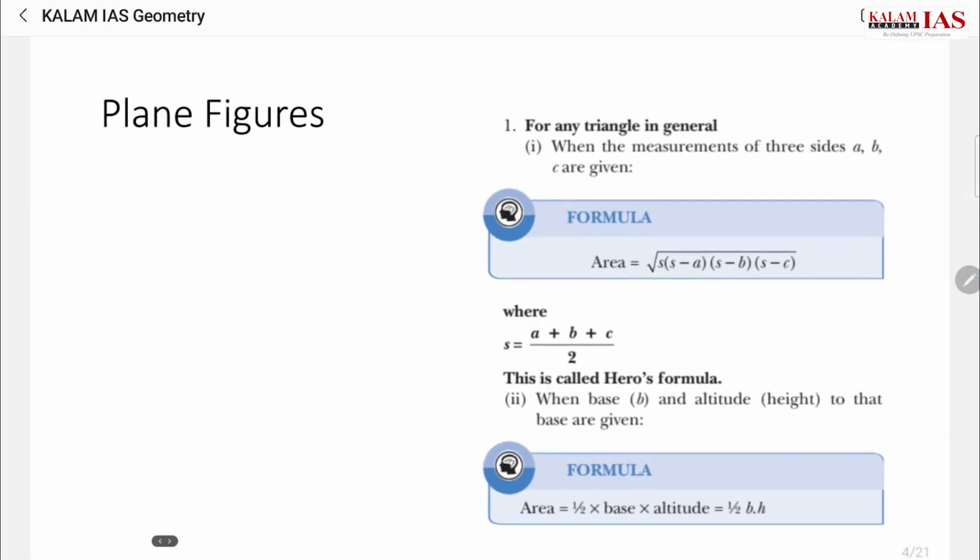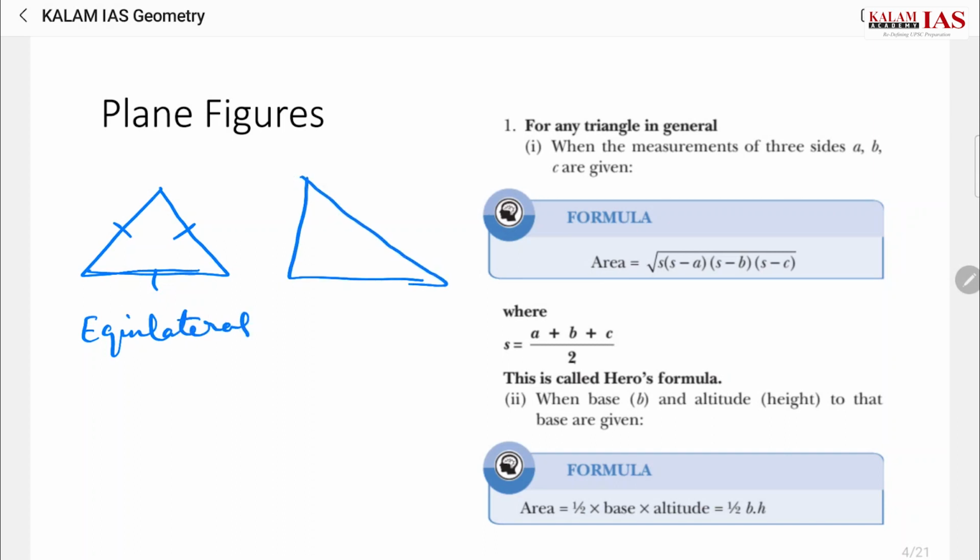So first thing is plane figures. The plane figure means the figures which are in 2D. First is triangle. So triangle are generally of three types. This is a simple triangle, and if all three sides are equal in length, it is known as equilateral triangle. Then we have a right angle triangle, wherein one of the angles is 90 degree. This is right angled. Right angled means 90 degree angled.